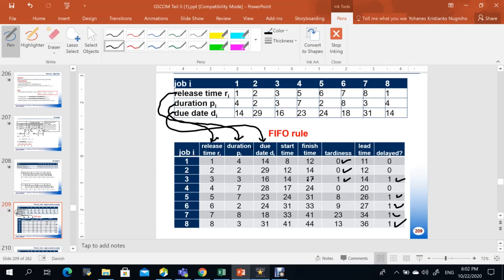The lead time is, however, the margin between the finish time and what? We have here the finish time and the release time here. 12 minus 1 is 11. Here 14 and 2, we have 12. Here we have 17 and 3, we have 14.